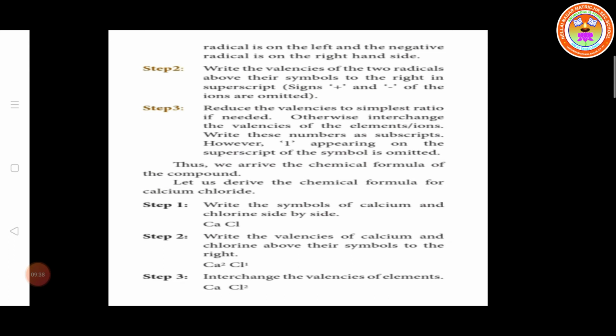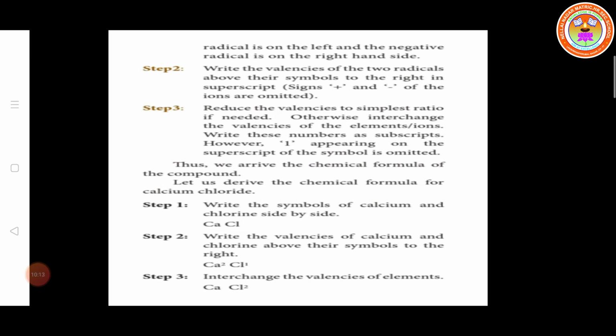Third step, reduce the valency to a simple ratio if needed. When we convert it into a simple ratio, we have to reduce the valency. Otherwise, interchange the valency of the elements or ions. Write this number as a subscript. Subscript means below the symbol. However, 1 appearing on the symbol is omitted. If it is 1, you have to omit it; if it is other than 1, you have to represent it.